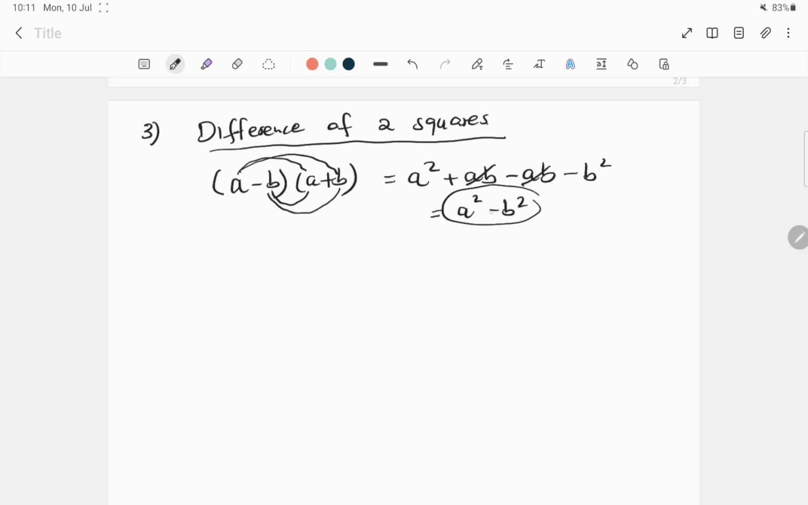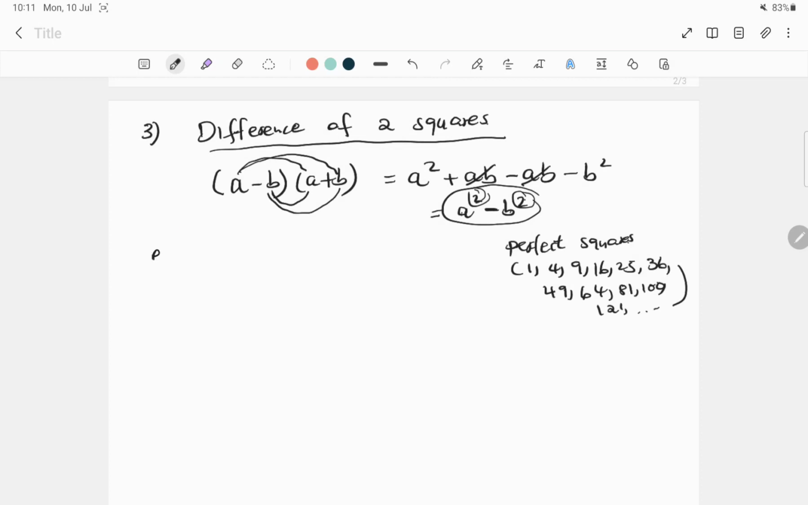So when you have something like this, the difference means subtraction. Difference between the two squares, meaning that when you have the squares or the perfect numbers, perfect squares: 1, 4, 9, 16, 25, 36, 49, 64, 81, 100, 121, and so on. The perfect numbers, perfect squares.